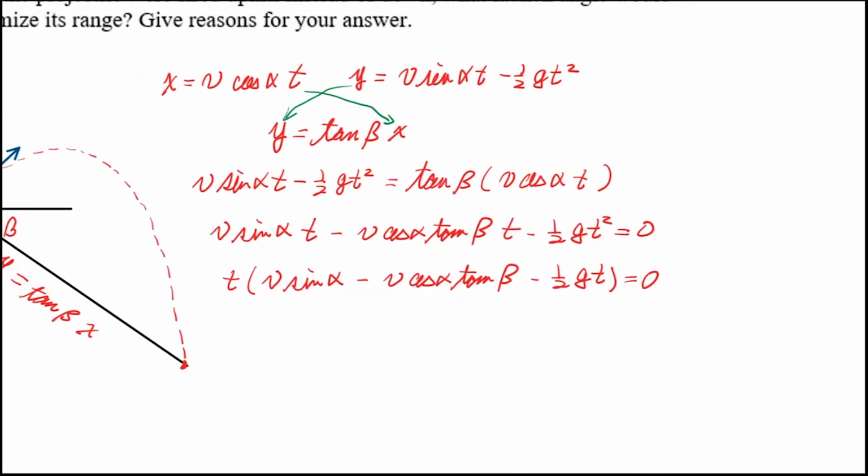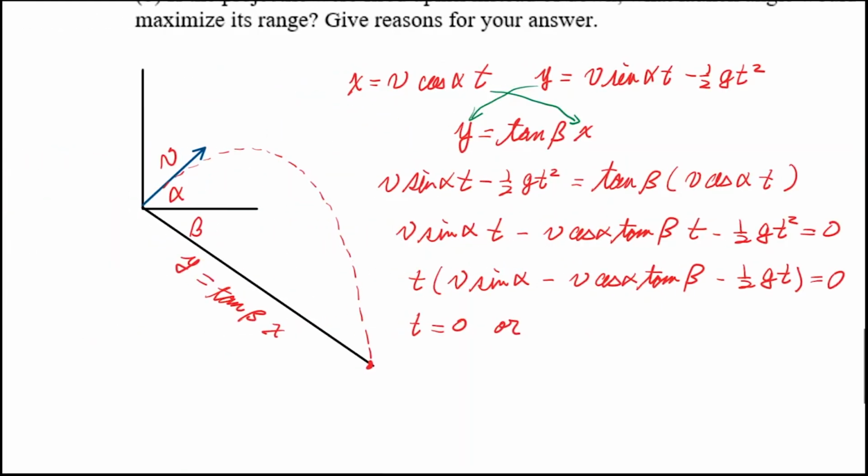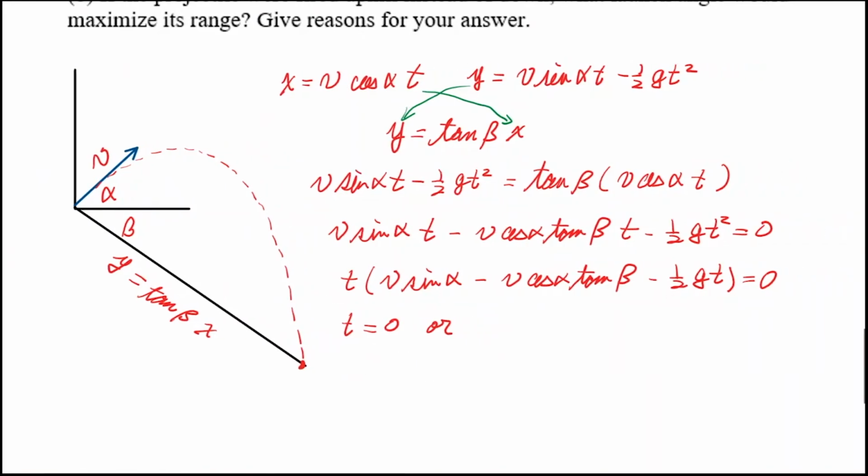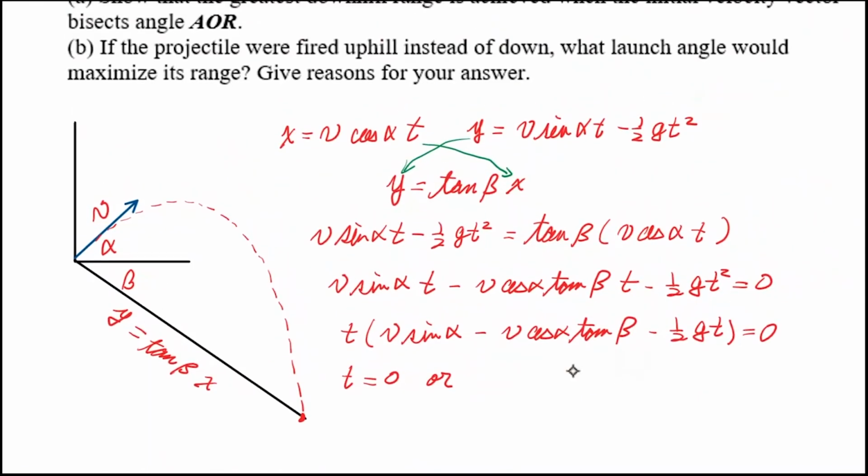So far, so good. So what I have is either t is equal to 0, or that t is equal to 0 is this corner right here, right? That's not what we are looking for, because we are trying to calculate the time to get here, right? Say yes. Okay. Or the other one is this thing, right? So t is equal to, can I do that much in my head? It's not that hard, right?